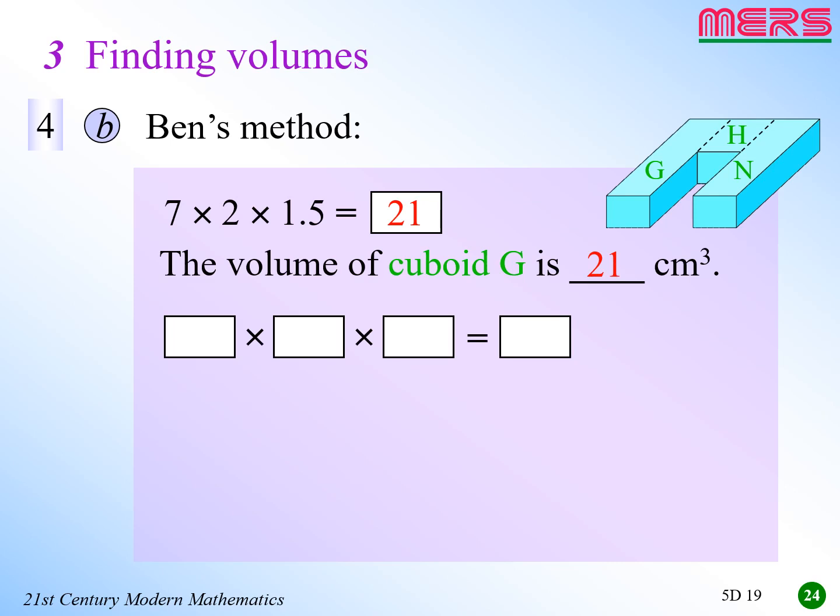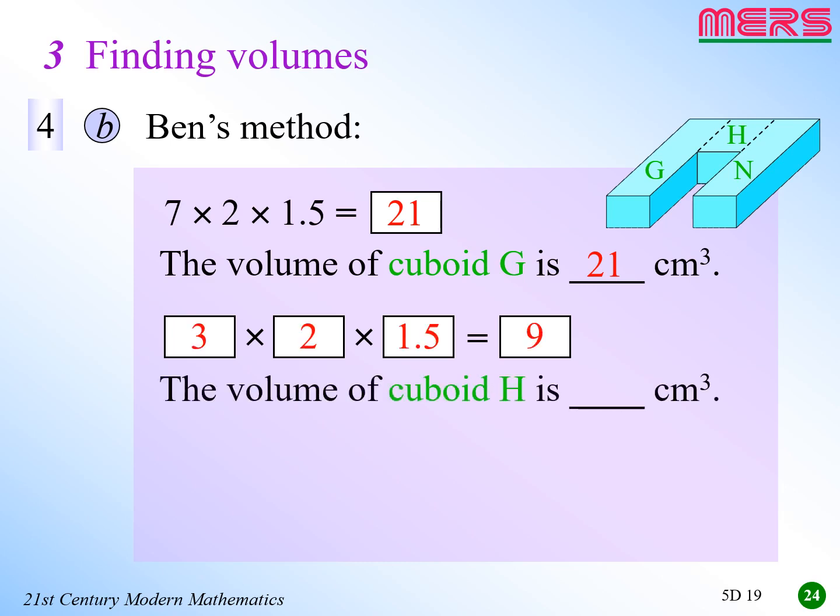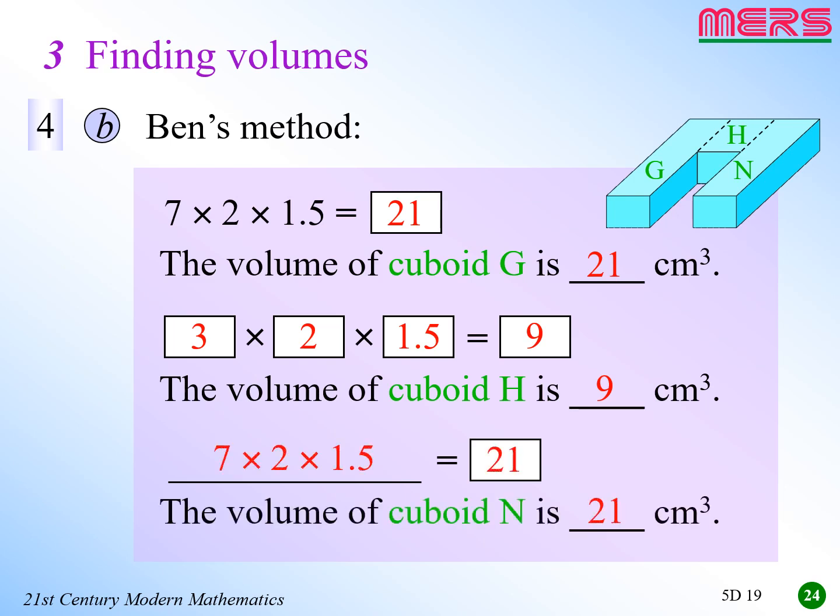Now find the volume of cuboid H. Cuboid H is 3 times 2 times 1.5, which is equal to 9. Therefore, the volume of cuboid H is 9 cubic centimeters. Cuboid N is the same as cuboid G, that is 7 times 2 times 1.5, which is equal to 21. The volume of cuboid N is 21 cubic centimeters.